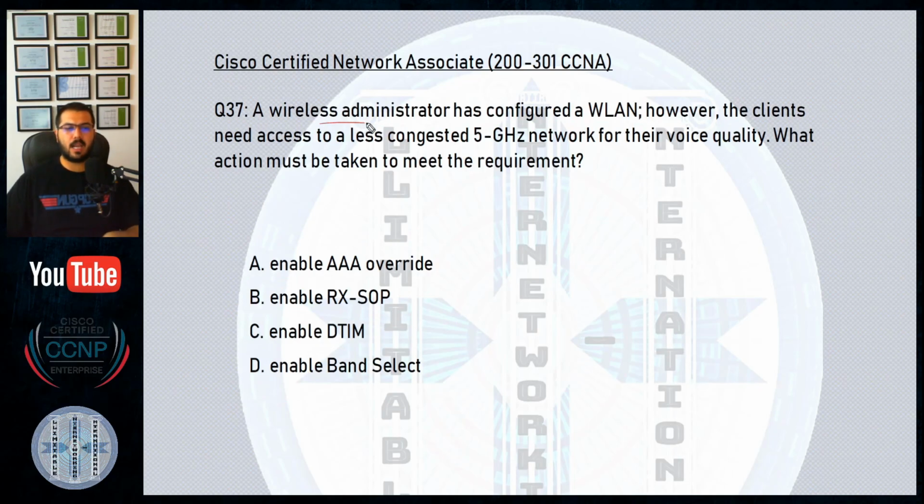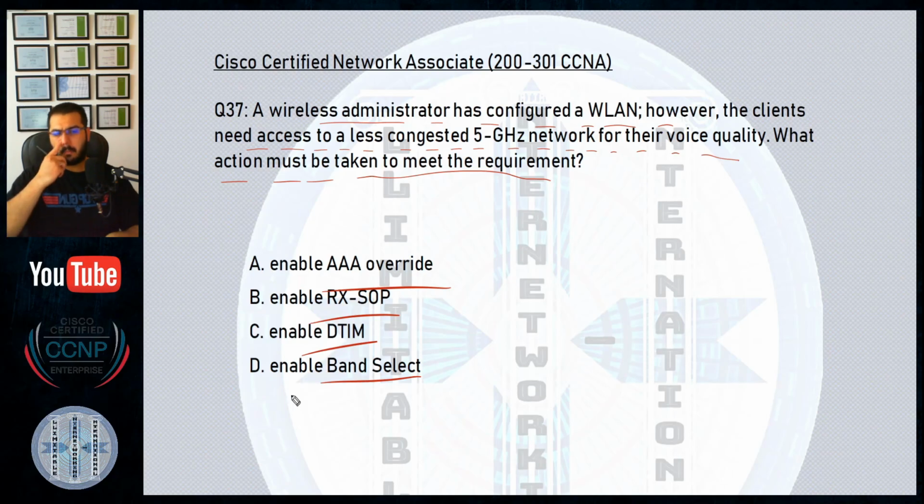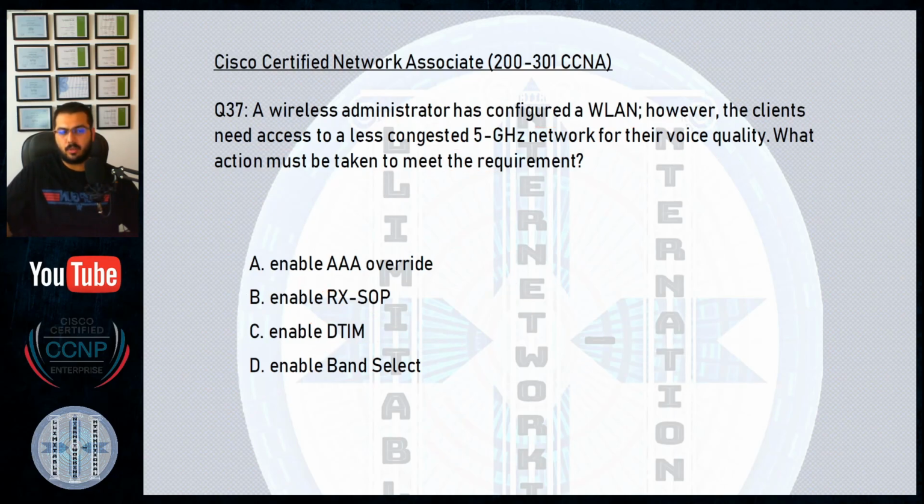Question 37 says a wireless admin has configured a WLAN. However, the clients need access to a less congested 5 GHz network for their voice quality. What action must be taken to meet the requirement? Enable AAA override, enable RxSOP, DTIM, band select. I have no idea. I hope that you have more information on wireless technologies than me, because I have only studied a few of them. I have never worked as a wireless engineer before. So I hope that for 37 you would advise me in the comments below.